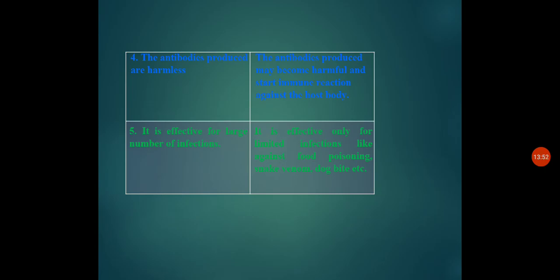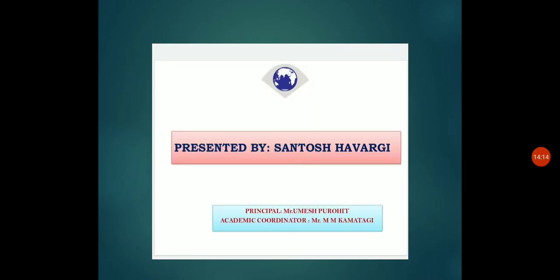Okay, by this, in this session we are done with all the active and passive immunity, natural and artificial immunity in case of active immunity, and in case of passive immunity also we discussed natural and artificial immunity. Okay, and the next session will continue with the lymphoid organs.